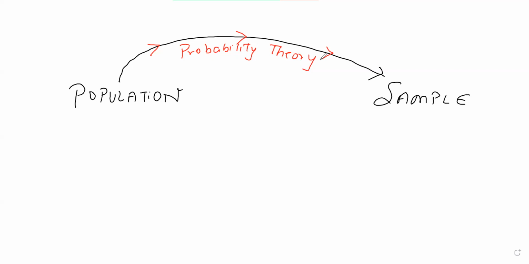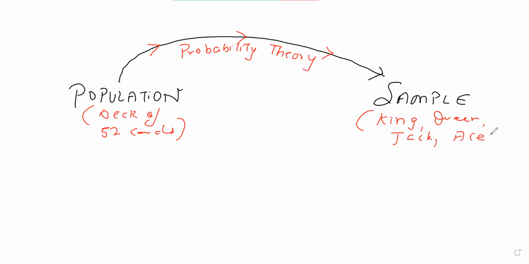So what are we doing? The population in my example is a deck of 52 cards. And getting a king or a queen or a jack or an ace is a sample. So often we solve these kind of problems in probability where we find out the probability of having a king in a well shuffled deck of 52 cards, probability of getting a queen, and so on. So when you are moving from population to sample, it's called probability theory.